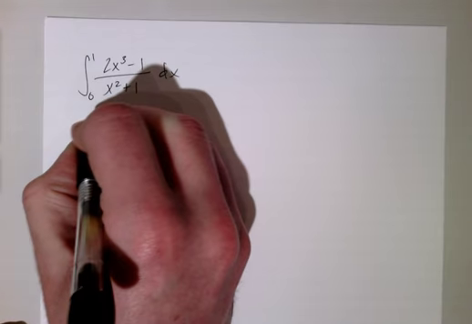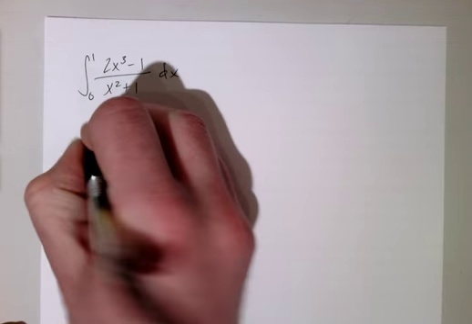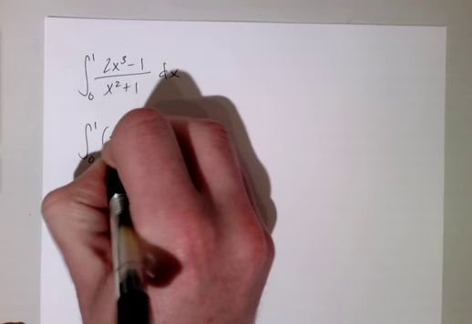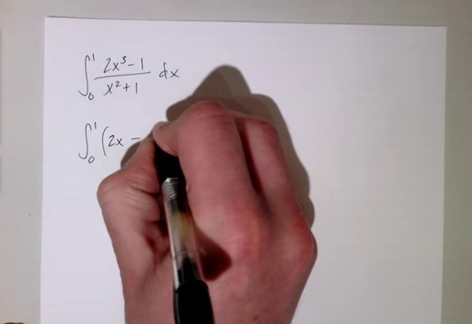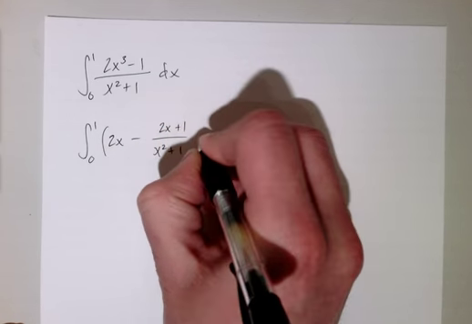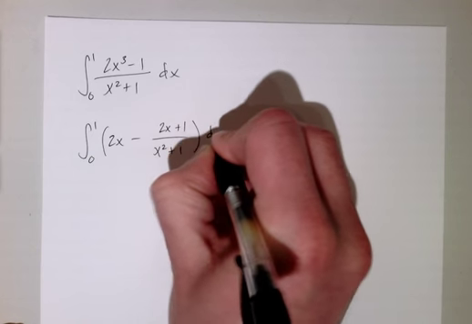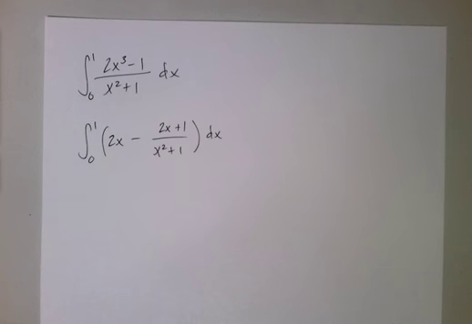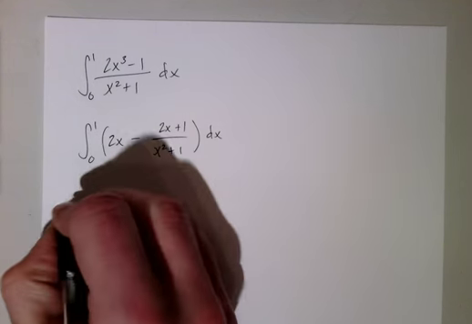And I won't keep you in suspense. I'll go ahead and tell you what it is. It winds up being 2x minus (2x plus 1) over x squared plus 1 dx. Well, here again, we don't actually need to do decomp, but we are actually pulling things apart, so the logic of the decomp is still there.